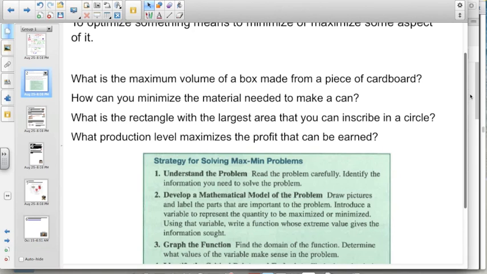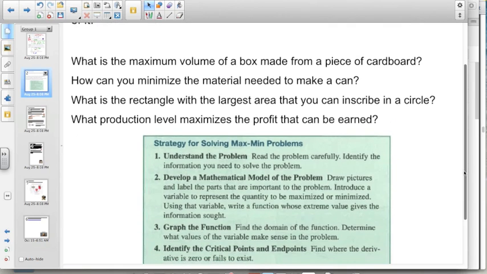How about the rectangle with the largest area that you can inscribe in a circle? A little tougher to find a practical application for that one. We're going to do it, but it's a little tougher to find. How about what production level maximizes profits? Make more money, right? Our entire capitalist structure is based on that problem alone.